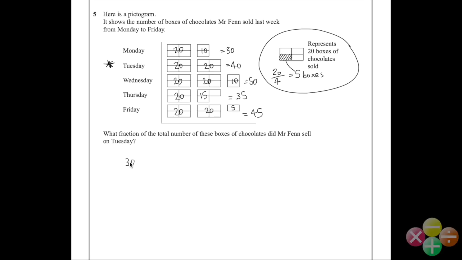Now if I was to add all of those up, remember this is a calculator paper so you can use it if you wish, but if you add them up you will find that they equal 200. So altogether in the week, he sold 200 boxes of chocolates.